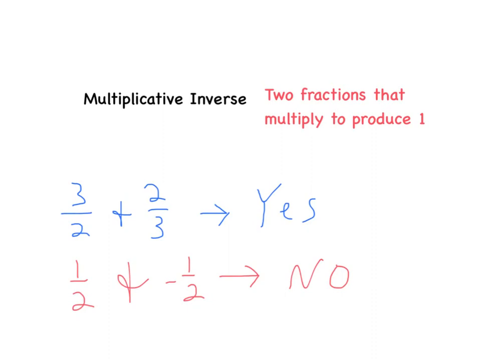Let's look at some examples here of multiplicative inverses. 3/2 and 2/3 is definitely an example, whereas a half and a negative half are not examples. If I multiplied 3/2 and 2/3, I would get 1. If I multiplied a half and a negative half, I would not. I would get negative 1/4 instead.